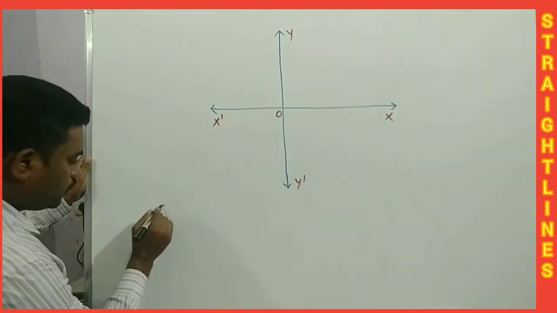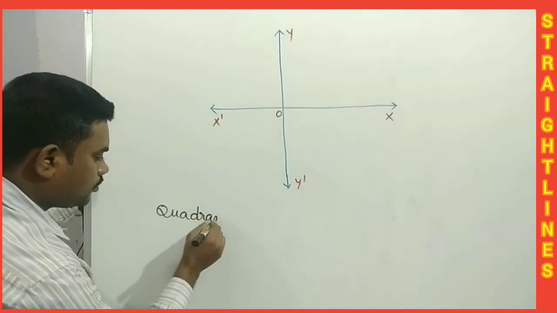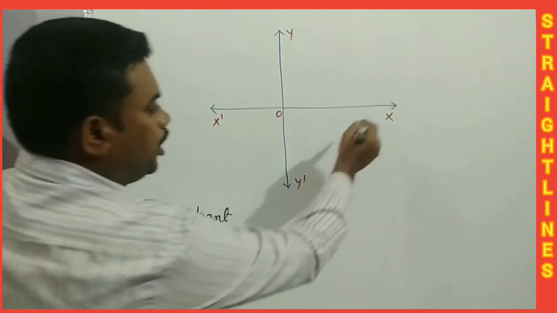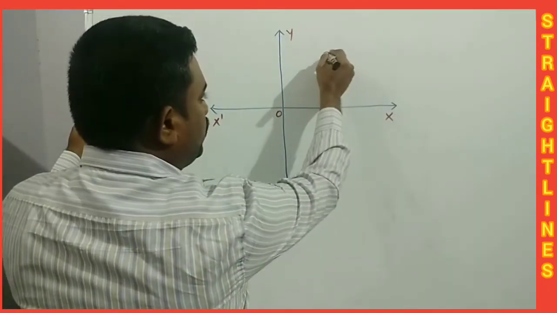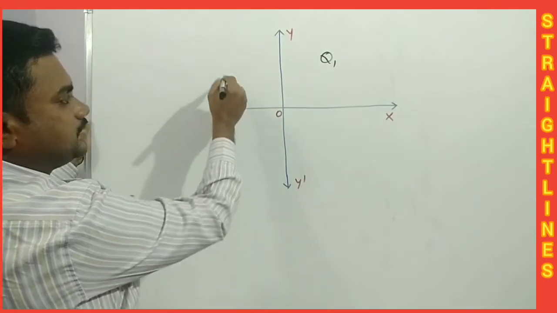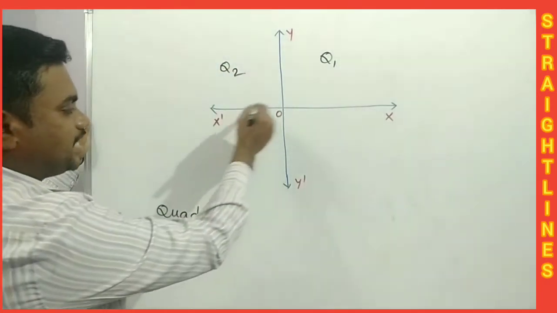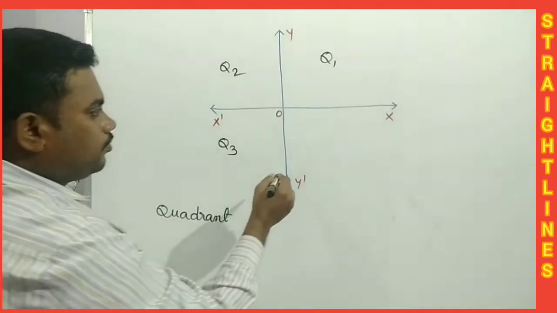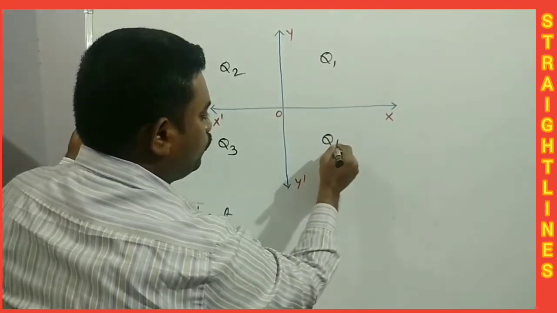The coordinate axes X'OX and Y'OY divide the plane into four equal parts. Each part is called a quadrant. See here, the part XOY is called the first quadrant, denoted by Q1. YOX' is called the second quadrant, denoted by Q2. X'OY' is called the third quadrant, Q3. XOY' is called the fourth quadrant, Q4.